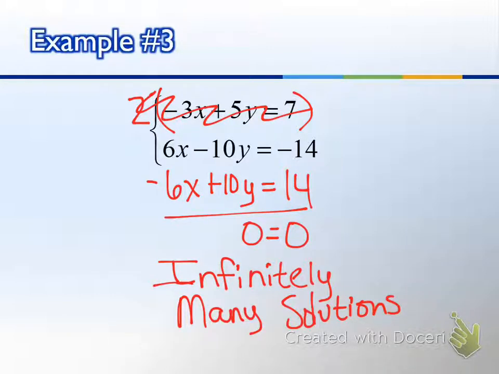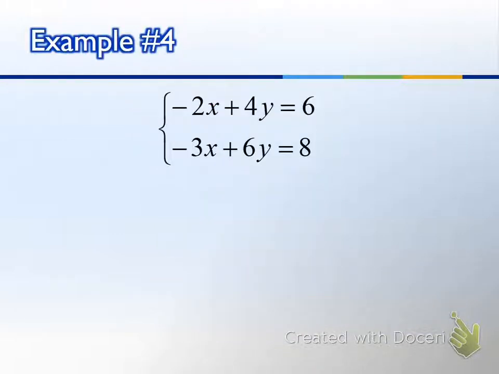So if your variables both cancel out and you end up with a true statement in the end, something like 0 equals 0, you will have infinitely many solutions. Moving on to number 4. Which variable do we want to eliminate?